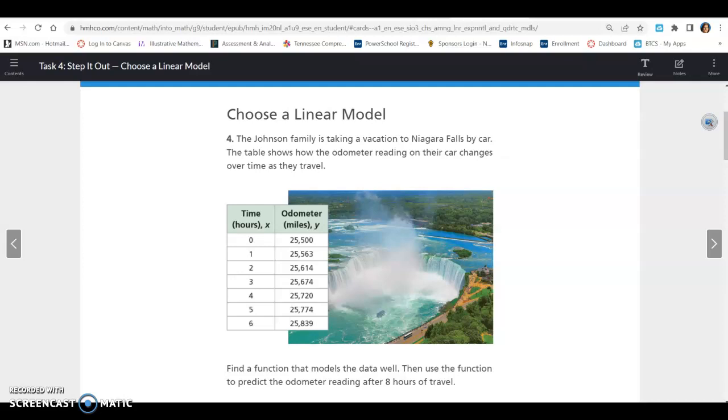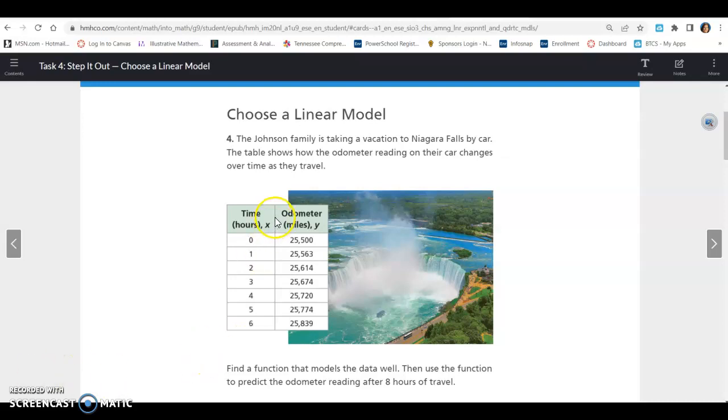Lesson 20.1, Task 4. Choose a linear model. The Johnson family has taken a vacation to Niagara Falls by car. The table shows how the odometer reading on their car changes over time as they travel.